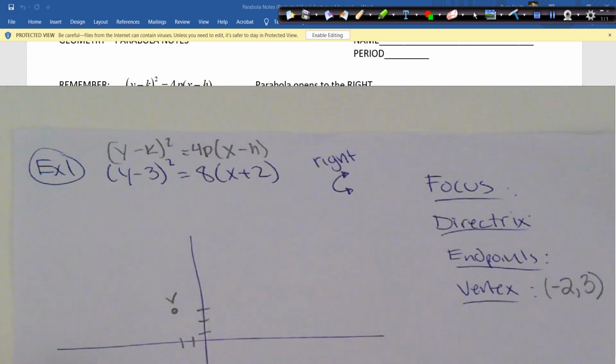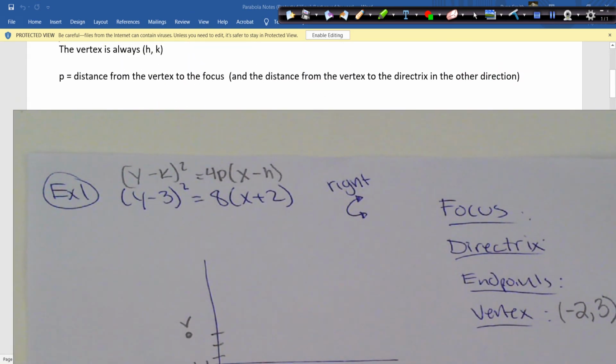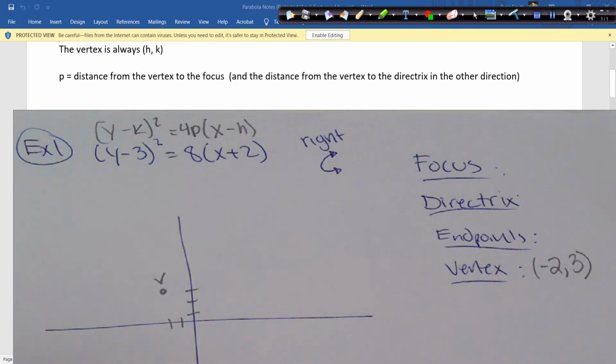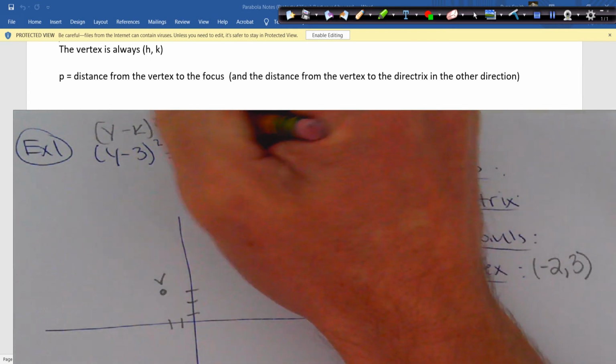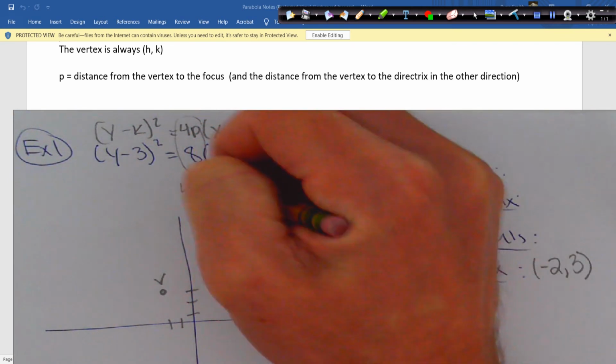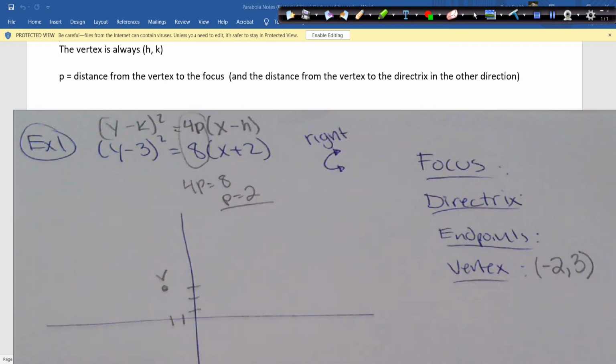As we saw before, and I'm going to scroll back to it, p is the distance from the vertex to the focus and from the vertex to the directrix. So let's find this distance p. Well, they're lined up right here. So if 4p is equal to 8, that means p equals 2. Okay, well, which way does it open?